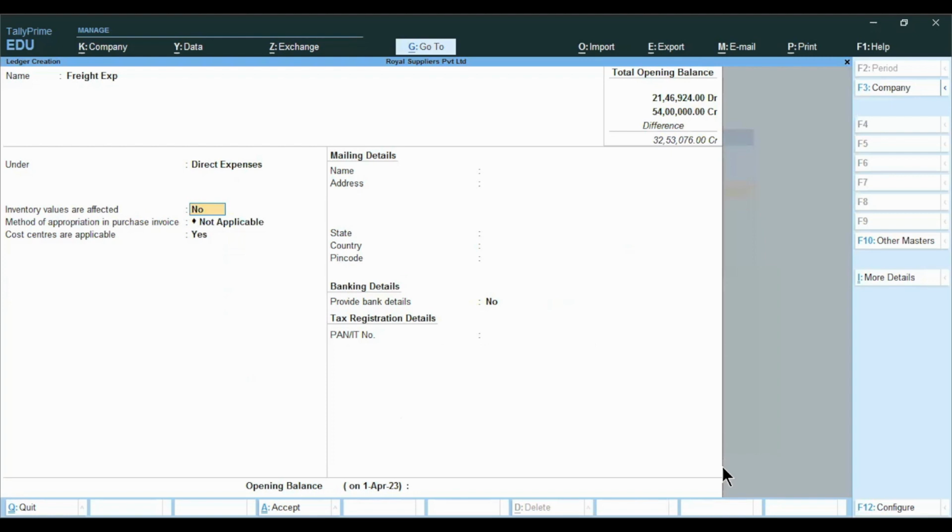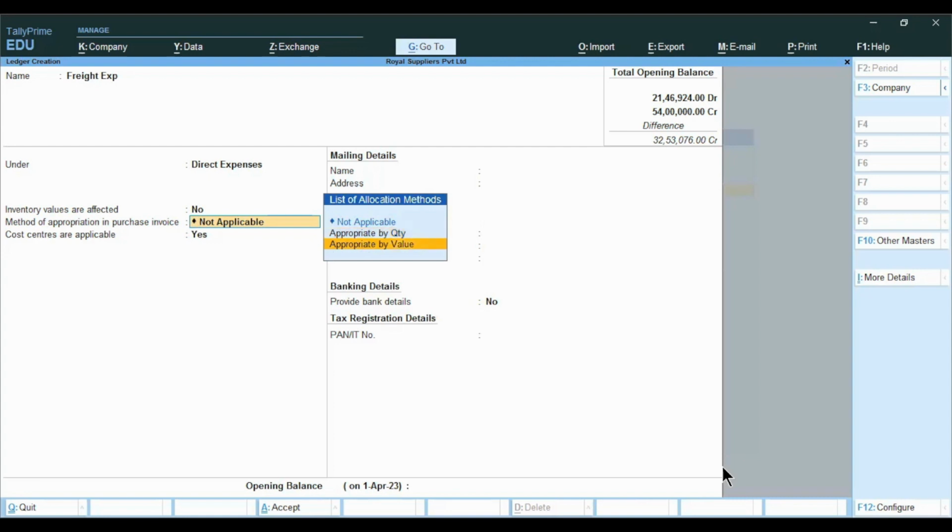Invoice inventory values are affected, no. This is an expense ledger, so it will not affect the inventory. Now here you have to select the method of appropriation in purchase invoice. What type of method it is, whether these expenses can be appropriated by quantity or value. Suppose you select appropriate by quantity, whatever the total cost of these expenses will get divided by the number of quantities that we have purchased, and the division amount that will come will get added to each and every product's rate.